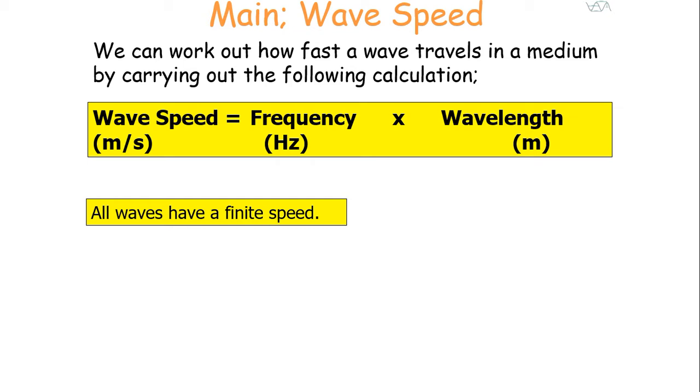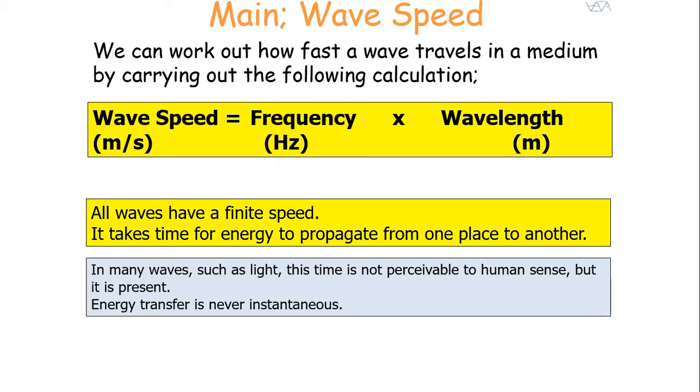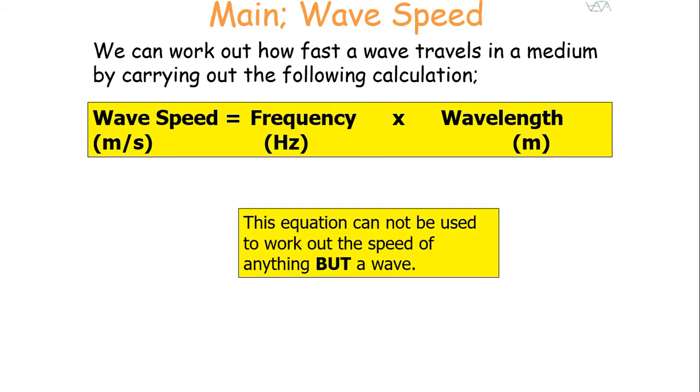Now, all waves have a finite speed, so it takes time for energy to propagate from one place to another place in the universe. Now, in many ways, such as light waves, this time is not perceivable to human senses, so it feels instantaneous, but that time is still present. Every energy transfer is never instantaneous. This equation cannot be used to work out anything but the speed of a wave.